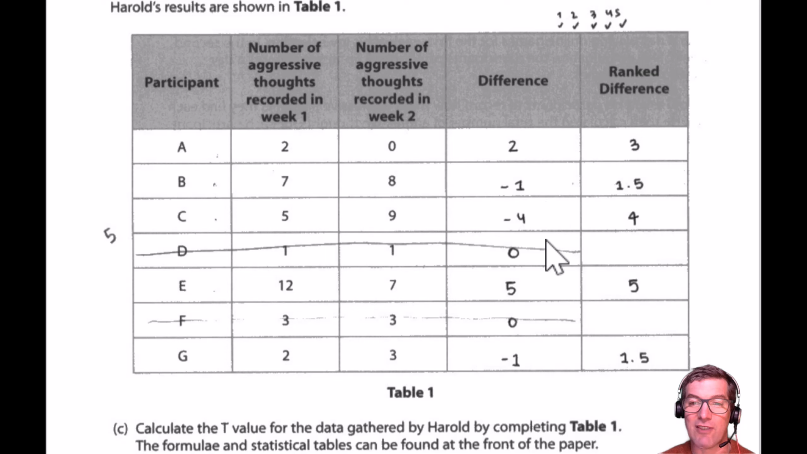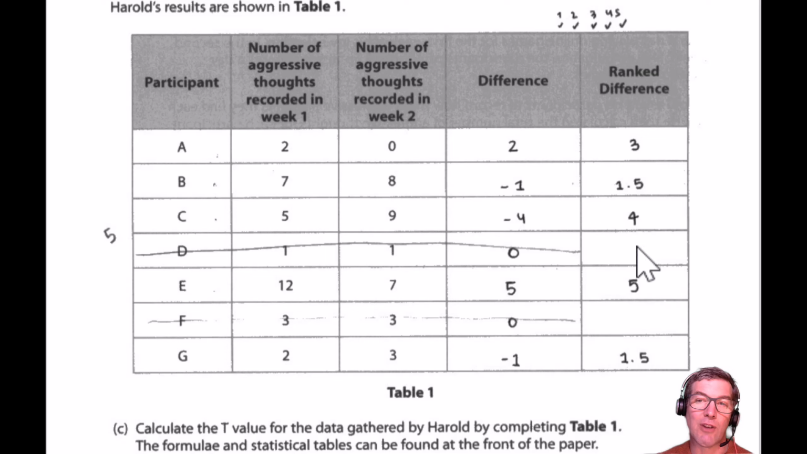So the smallest differences, we ignore the ones that stay the same, participant D, participant F. Then we've got 2 differences of -1. So they have a rank of 1.5 because they're the first and second joint, and so they get the average rank of first and second, which is 1.5. Then we're on to the third one, which is the difference of 2. Doesn't matter that it's positive now, doesn't matter that the next one is -4, that's the 4th biggest difference, and finally 5 is the 5th biggest difference.